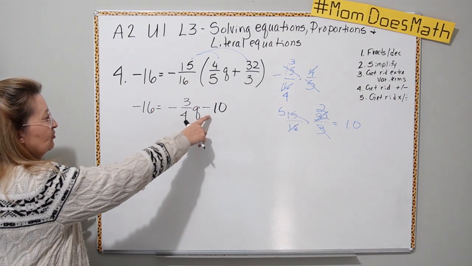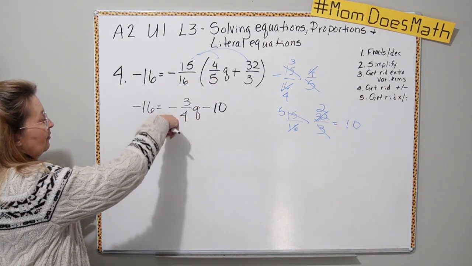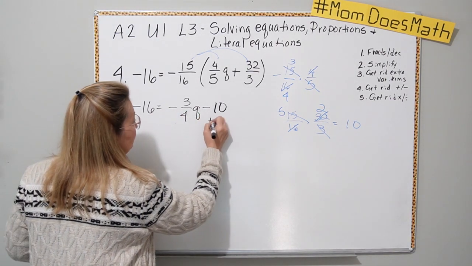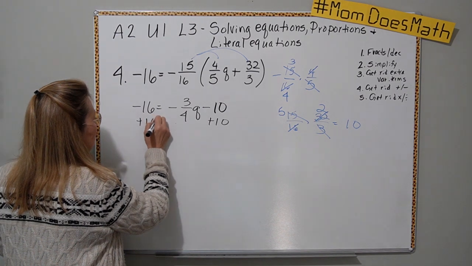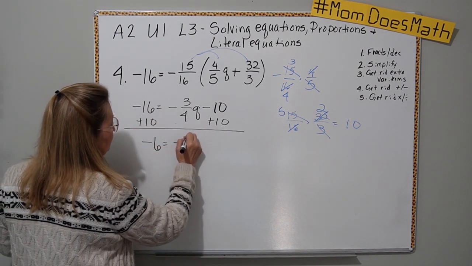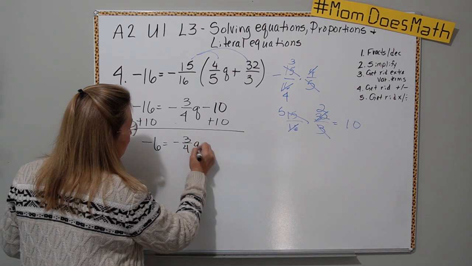All right, now we're back to our best practices. I'm going to get rid of, and still I'm not going to fool with this fraction right now. I'm going to go ahead and get rid of this 10 by adding 10 to each side. So now what I have is negative 6 is equal to negative 3/4 Q.